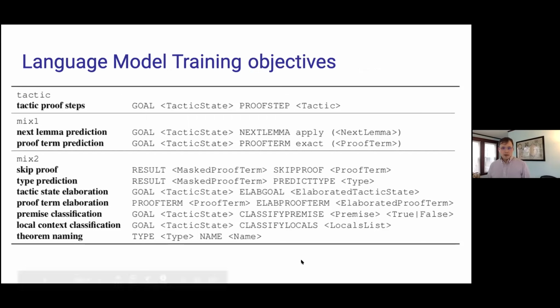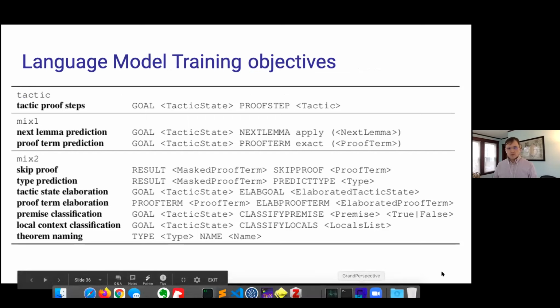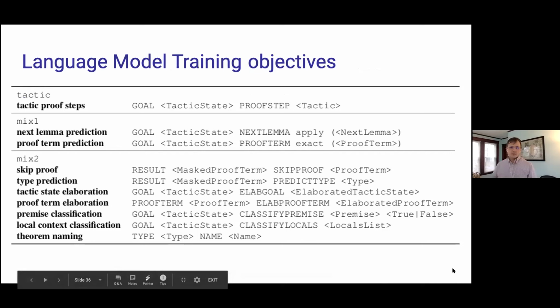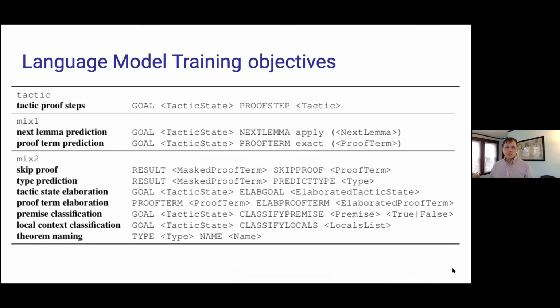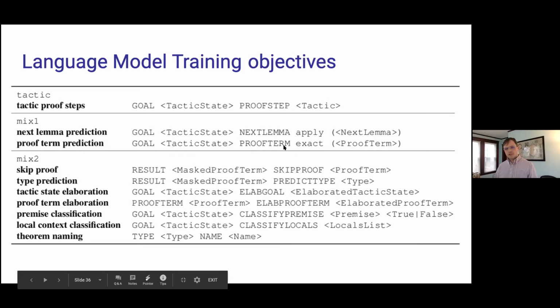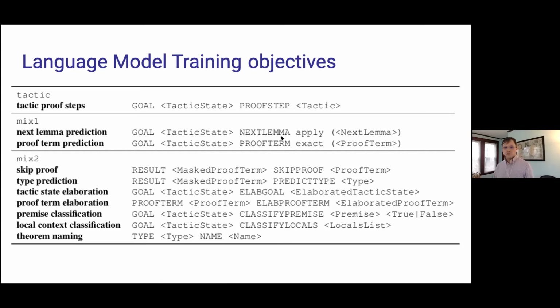So we're going to train our model on all these things together. This works well because we're using this auto-regressive generative language model, so the same model handles both the input and the output, and it can recognize similarities in the languages used there. But we do want to use different keywords for different tasks, so that our model realizes that they come from different distributions. For example, we use this next lemma keyword and the proof term keyword for these tasks where we're augmenting our tactic data set.